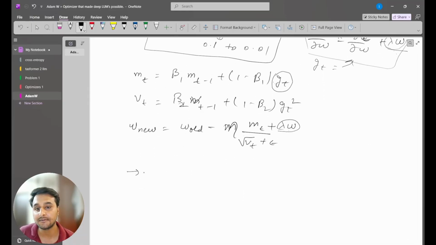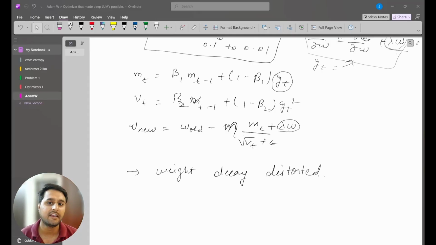So the problem is with weight decay. The weight decay is no longer clean. It is contaminated by the adaptive mechanism. It doesn't actually regularize the way you intended. In big models with millions of parameters, this small distortion compounds badly. Adam trains fast, but it forgets to stay disciplined. The model memorizes training data more than it should. Generalization suffers. So overall, generalization suffers in this case.